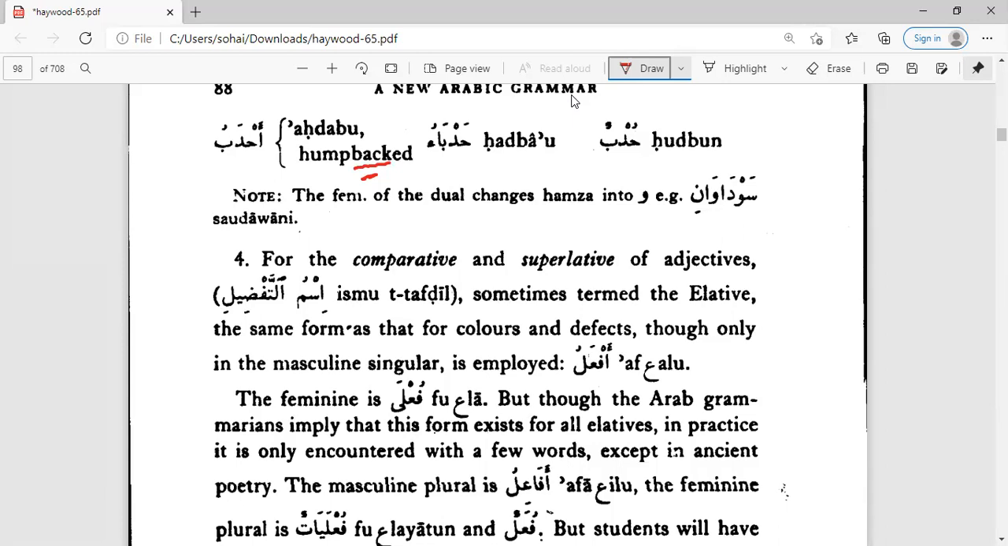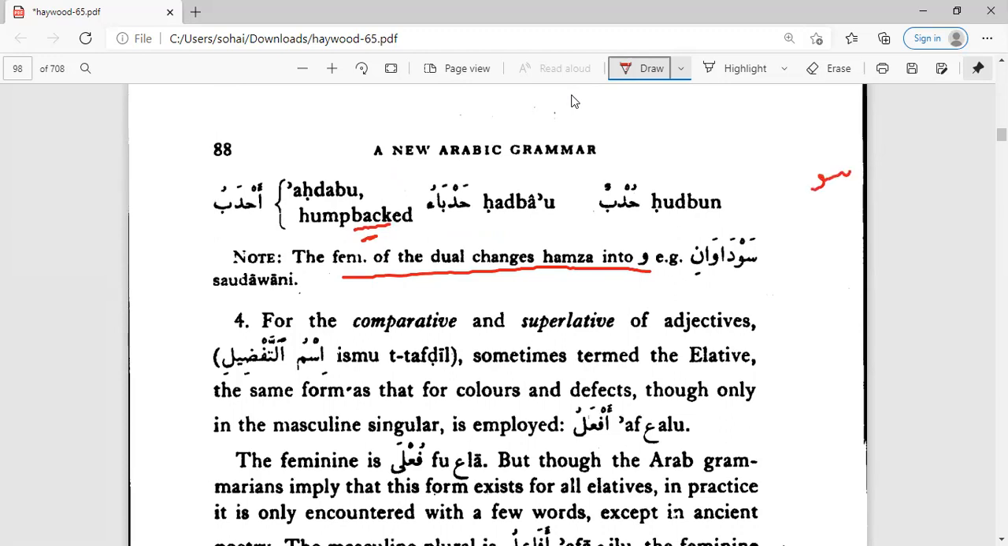Okay, so here we can make a note of that. He says the feminine of the dual changes hamza into waw. So originally what was it? Sawda'u, right? When we do the dual, it becomes sawdawani, and this hamza changes to waw. You're not going to come across that many times to be honest, but we need to learn that. So hamza changes into waw.